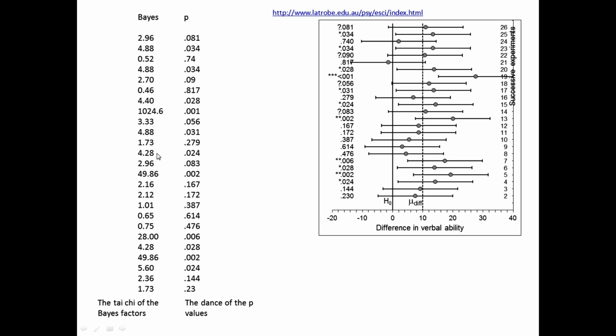0.024, Bayes factor is 4. Here we have marginal, very close to 0.05, close to 3. Marginal result 0.08, a bit less than 3. So you see there's this rough correspondence there, which is what Jeffreys had said way back in 1939.